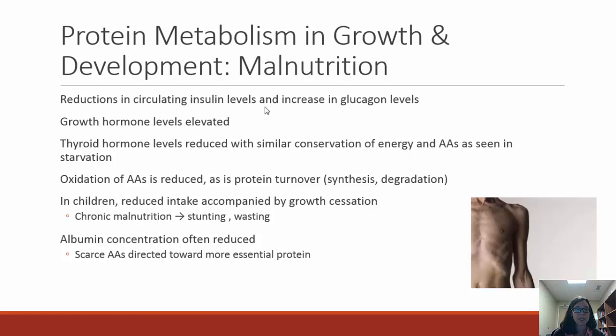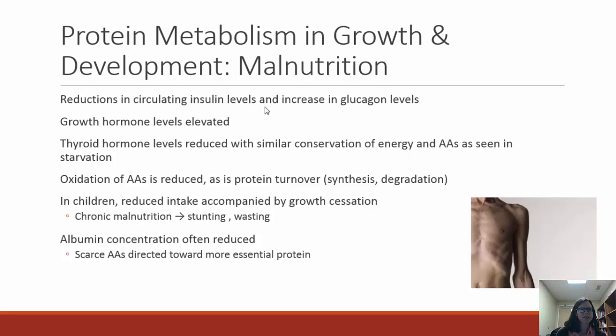In children, malnutrition is accompanied by growth cessation. This includes stunting, which is a reduction of height for age, and wasting, which is a reduction of weight for height. Also during periods of malnutrition, albumin concentration is reduced. So basically our body is saying, I'm not even going to produce as much albumin at this point because my amino acids are so precious that I need to hang on to them for other proteins.